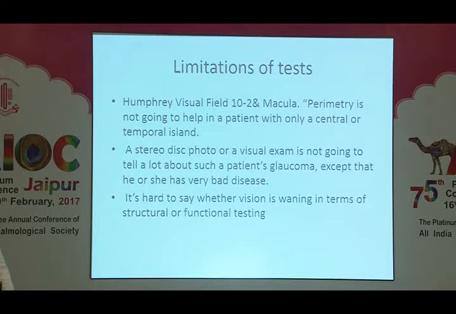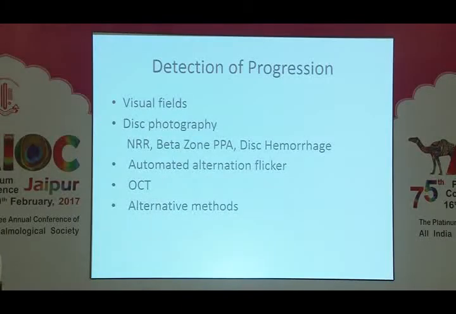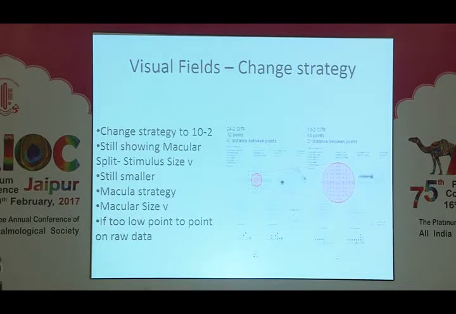Limitations are that Humphrey 10-2 and macula, when it's really a temporal island left, doesn't really help. Disc photos, when the whole rim is lost, are nearly not useful. So what we can do is whatever is possible out of whatever we have, we can look something into visual field, something into disc, something into automated perimetry, and maybe OCT, not the standard, but the GCC may give some idea because floor effect comes much later.